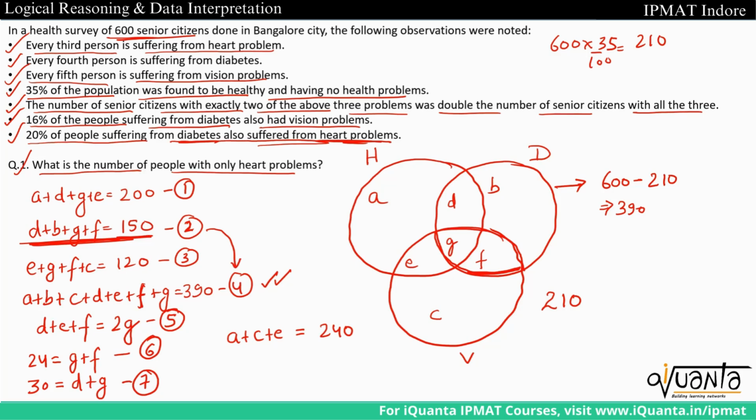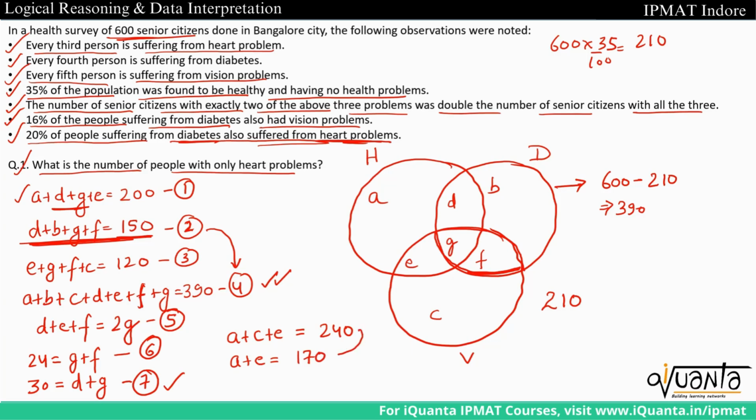Now let us try to find out another equation which is involving variables A, C, E. So what I can do is, in the first equation I have A and E, and in the 7th equation I have D plus G equal to 30. So if I put 7th into equation first, then I can replace this D plus G by 30. So I'll be getting A plus E equal to 200 minus 30, which will be giving me 170.